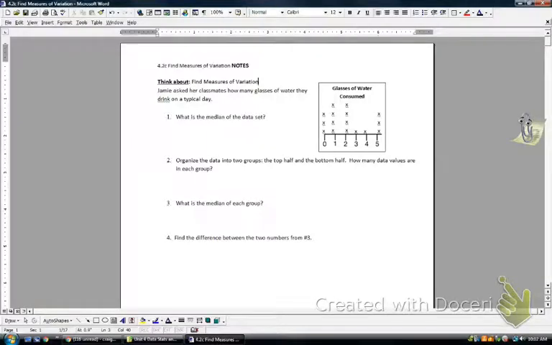Today we're going to learn how to find the measures of variation. This is kind of a lengthy set of notes, so let's go ahead and get started. It says find measures of variation, so this is something to think about, kind of a review to get our brains turning.